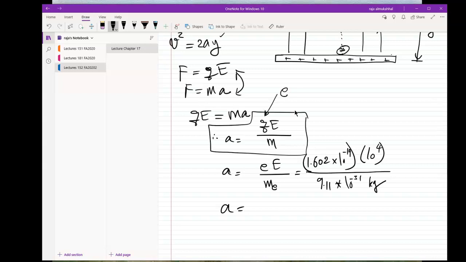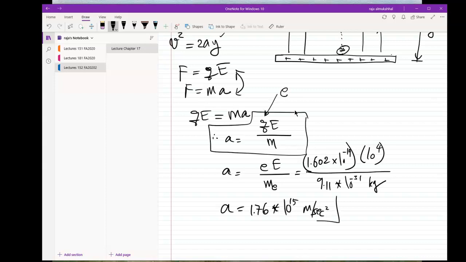Please work with me. So that's going to be 1.602 negative 19 times, divided by 9.11 negative 31. Answer, I got 1.76 times 10 to the 15 meters per second squared.